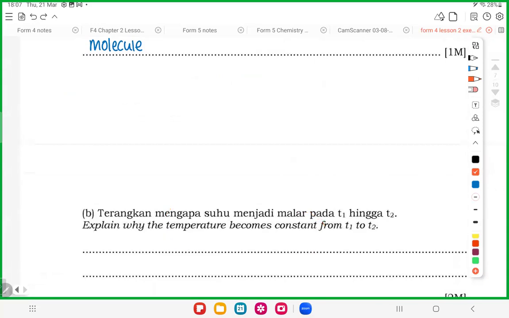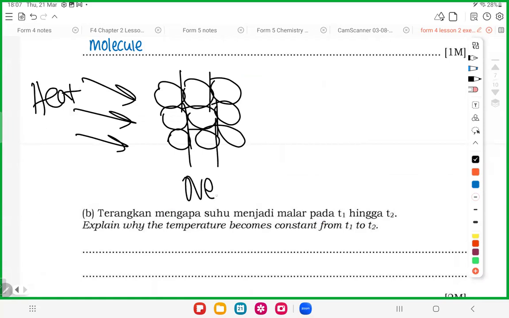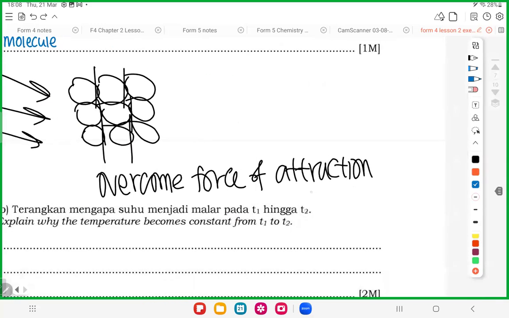Same thing, right? Melting. All the heat that we absorb is used to cut. This cutting is called overcoming the force of attraction. So where is the force of attraction, everyone? Melting, you are cutting what? Cutting solid. Force of attraction between solid particles.